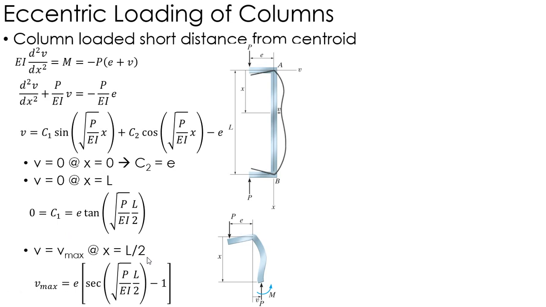So now, in order to find v max, which is often what we're interested in, again, that max deflection, from symmetry it is going to occur at L over 2. So basically plugging L over 2 into the solution, I find that v max is given by this equation right here, where I have a secant in there.